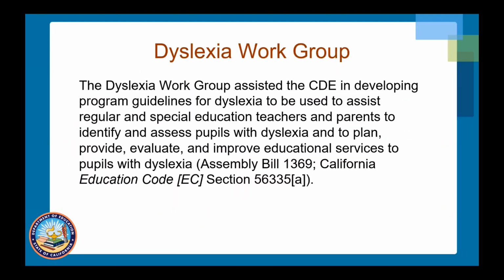In 2015, the California legislature passed Assembly Bill 1369, which directed the California Department of Education to develop guidelines to provide educational services and support for students with dyslexia. A work group was put together to assist CDE with this project. This work group consisted of reading researchers, parents, teachers, school administrators, medical professionals, and other stakeholders involved in the identification and education of students with dyslexia. You can find the Dyslexia Guidelines Work Group page by searching for Dyslexia Guidelines Work Group on the CDE website.